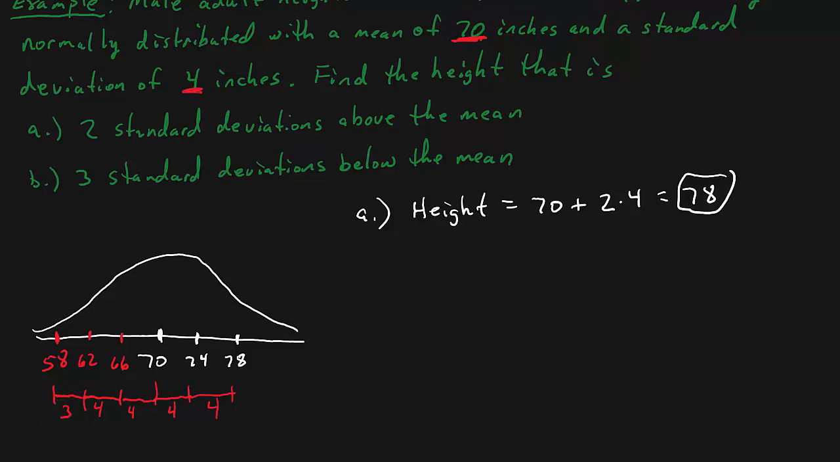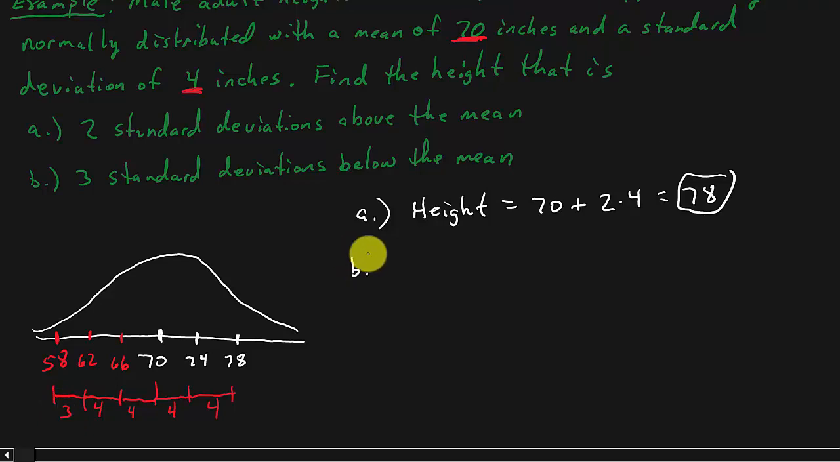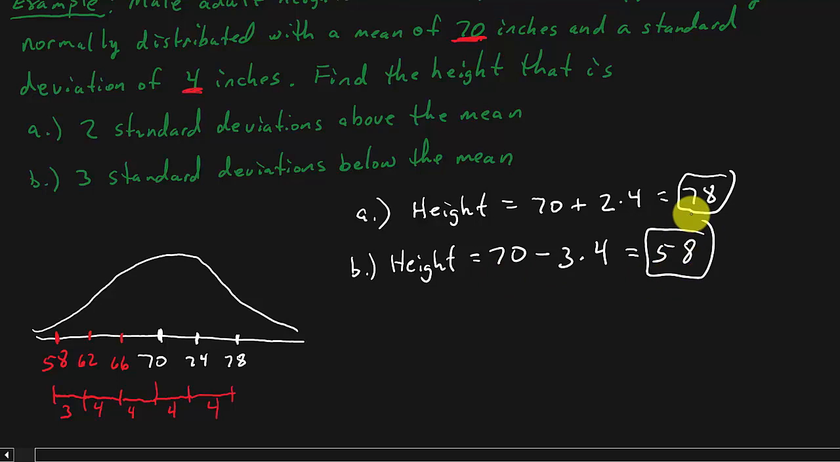All right. So for part B, the height would equal 70. Now I'm going below the mean, right? So that's going to be minus, and the standard deviation is 4. And how many standard deviations am I going below the mean? That's 3. And so 70 minus 12, that gives us the 58. All right. See, this really isn't that bad.